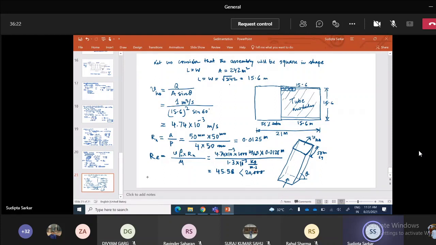If you want to find out Froude's number, Froude's number equals V squared by RH into G. If you plug in these numbers, you'll see this is 1.83 into 10 to the minus 4, which is greater than 10 to the minus 5, and we'll say this is okay.